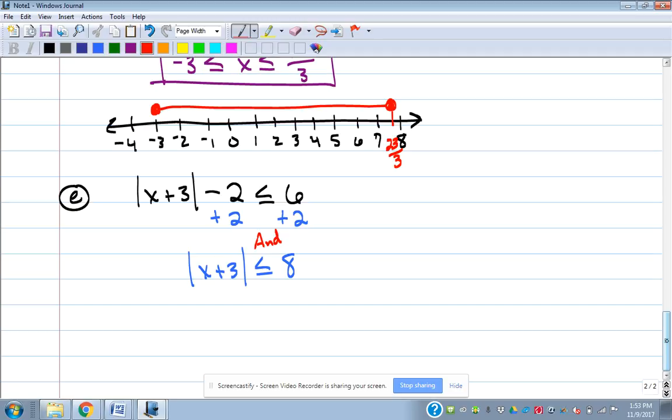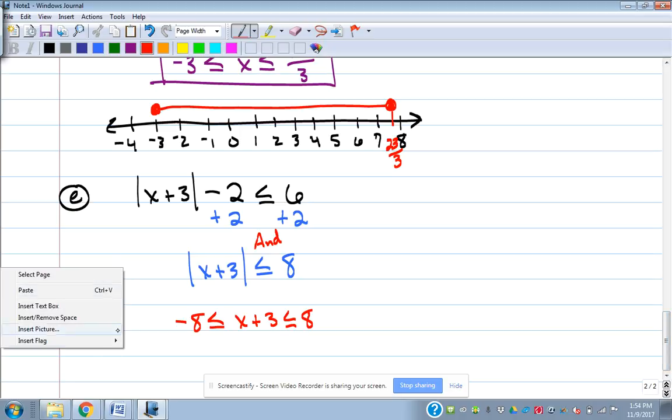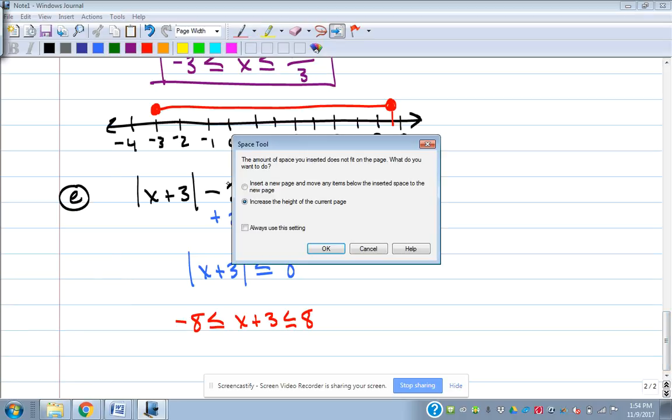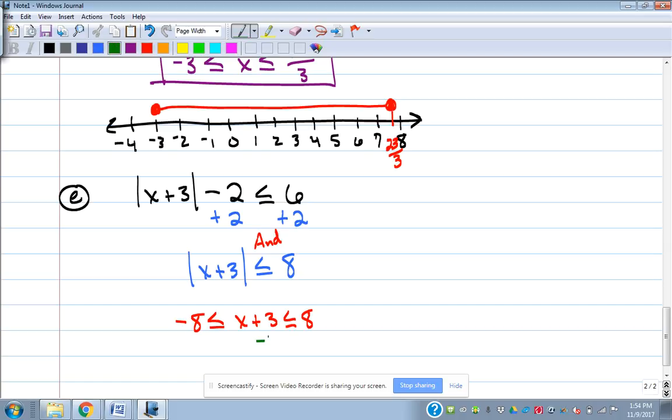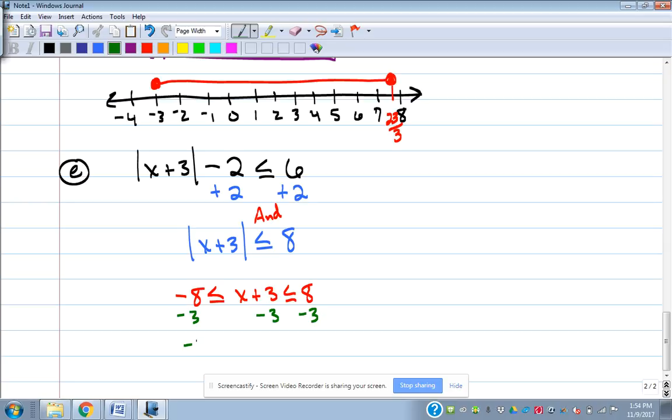It's an and problem, so what's our setup? There you go. And then subtract 3. Negative 11 is less than or equal to x is less than or equal to 5.